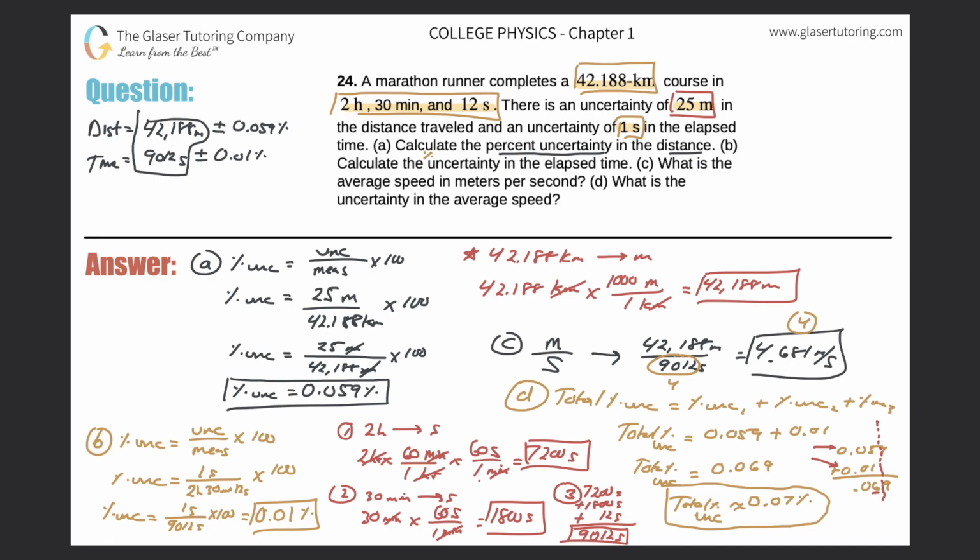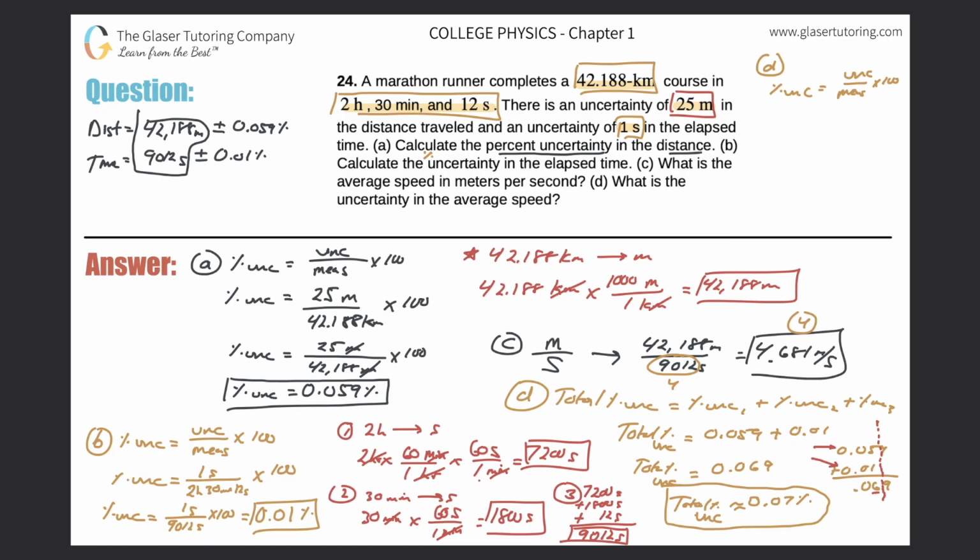Okay, now that's the total percent uncertainty. What did they ask us though? They asked, what is the uncertainty in the average speed? Well, we found the percent uncertainty. So how do we now find the actual uncertainty? Okay, so it's very straightforward. Just remember the formula. Going to go up to the upper right-hand corner. So this is part D continued. So percent uncertainty is equal to the uncertainty value divided by the measurement times 100.